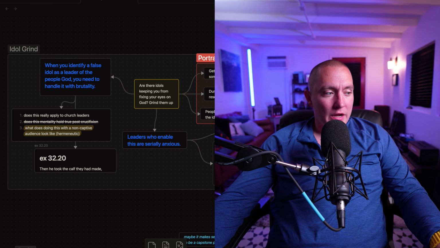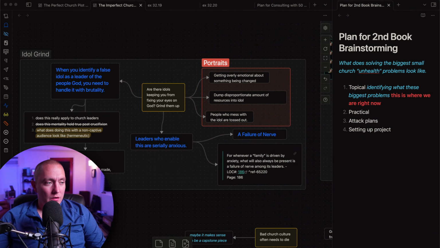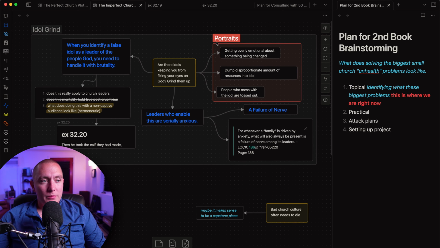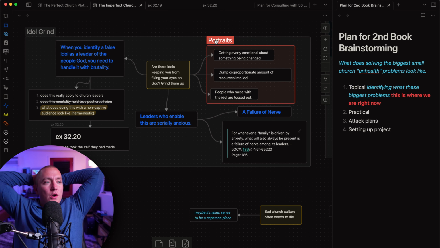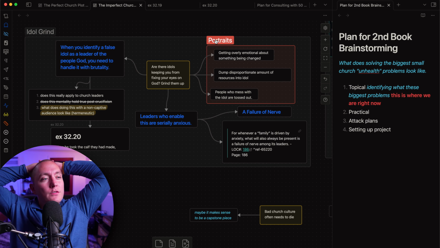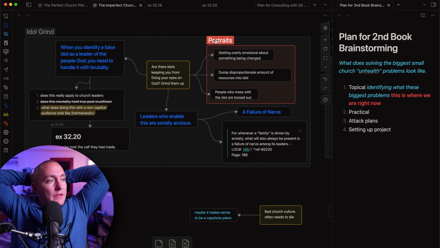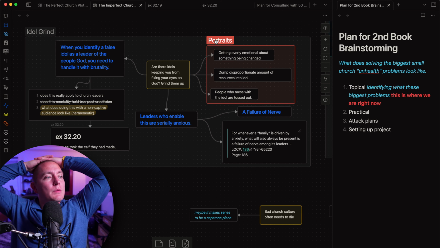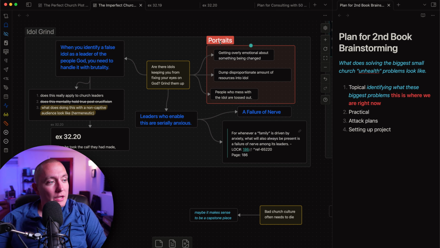We're talking about Idle Grind. Let me go here. So yeah, we're looking at Idle Grind specifically. This idea of, are there idols keeping you from fixing your eyes on God? Grind them up. And some portraits of that: the congregation gets overly emotional about something being changed. They dump disproportionate amounts of resource into the idol. People who mess with the idol are tossed out. And when you identify a false idol as a leader of the people of God, you need to handle it with brutality. We're looking at this Exodus 32:20 section, and then maybe some of the questions we'd have to ask to properly have a hermeneutic on that.